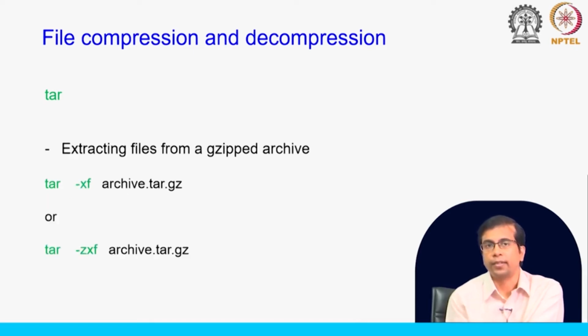Now, if you want to extract this, again you can simply use tar -xf. Actually, tar knows, if it sees .tar.gz, it automatically knows this is gzipped. So, you do not have to again specify that this is a gzip file. So, use -xf or -zxf. But if you want, you can explicitly mention this with -zxf. These are the two options that you have.